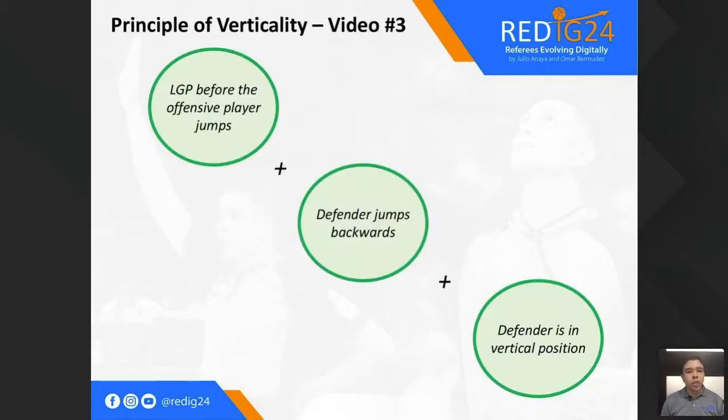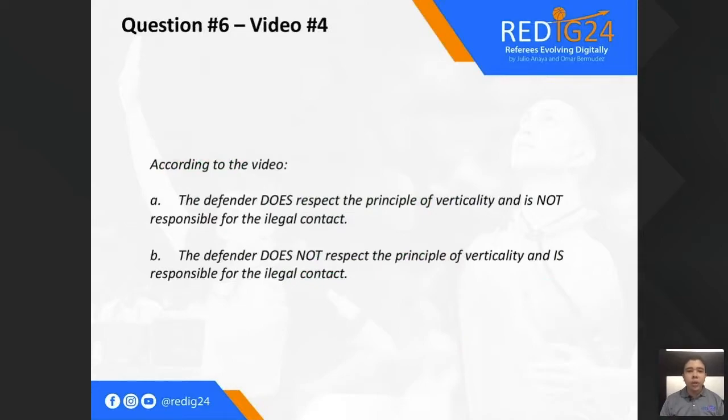So as we watched, legal guarding position before, the defender jumps backwards and he remains in the vertical position after he jumps. Remember, you can still write your questions in the chat to be answered while we are having the session. Next, we will have video number 4, with the same options: if the defender respects the principle and is not responsible for the contact, or if he didn't respect it and is responsible for the contact.